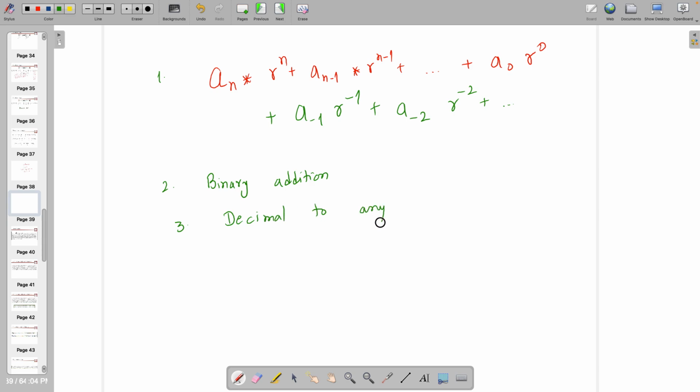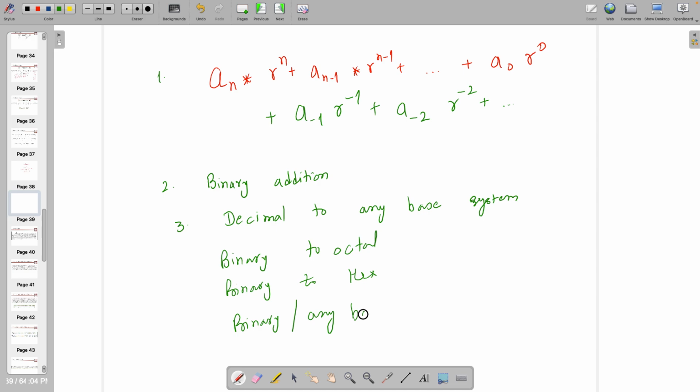Decimal to any system, whichever base. Binary to octal, binary to hex. Anything else we studied? We also studied binary to decimal, or any base system to decimal. We studied this. So any doubt in these topics? No doubt, then we can go further.